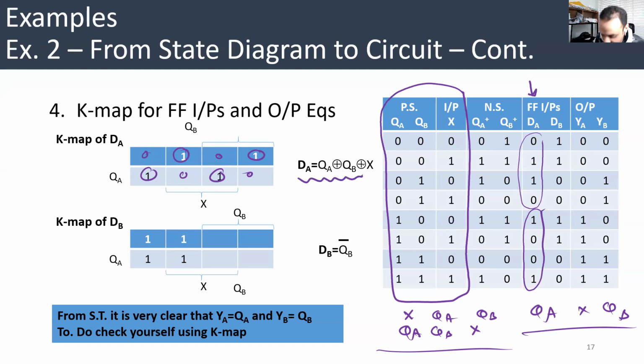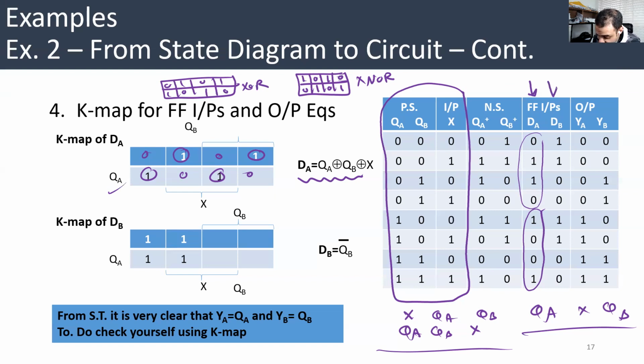Whenever you have these scattered ones, and you cannot have a group of 2 ones together, this is basically XOR or XNOR, one of them. For example, if you have a shape like 1, 0, 1, 0, 0, 1, 0, 1, this is XNOR. And if you have it like this, 0, 1, 0, 1, 1, 0, 1, 0, this is XOR. We have this here. So DA is equal to QA XOR QB XOR X.